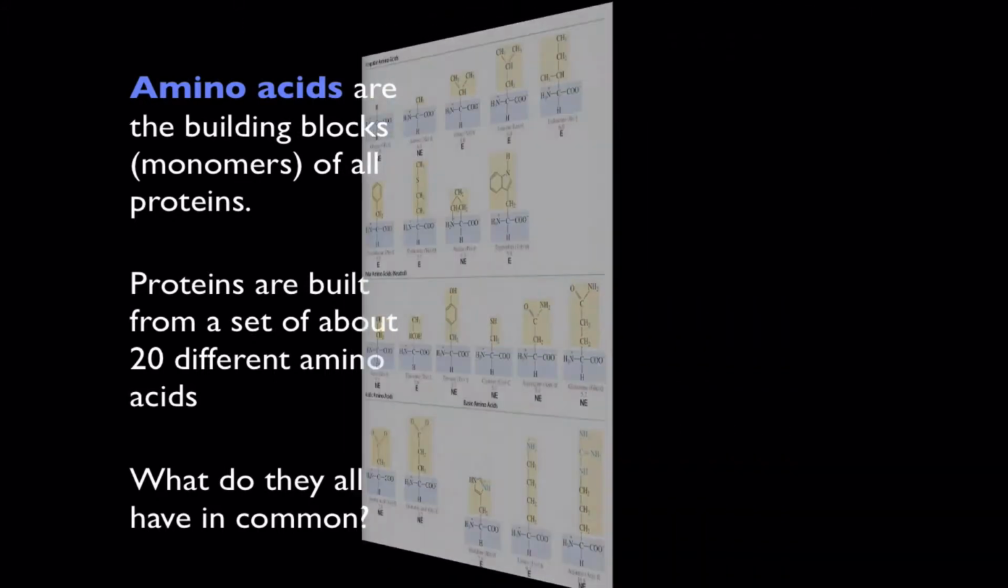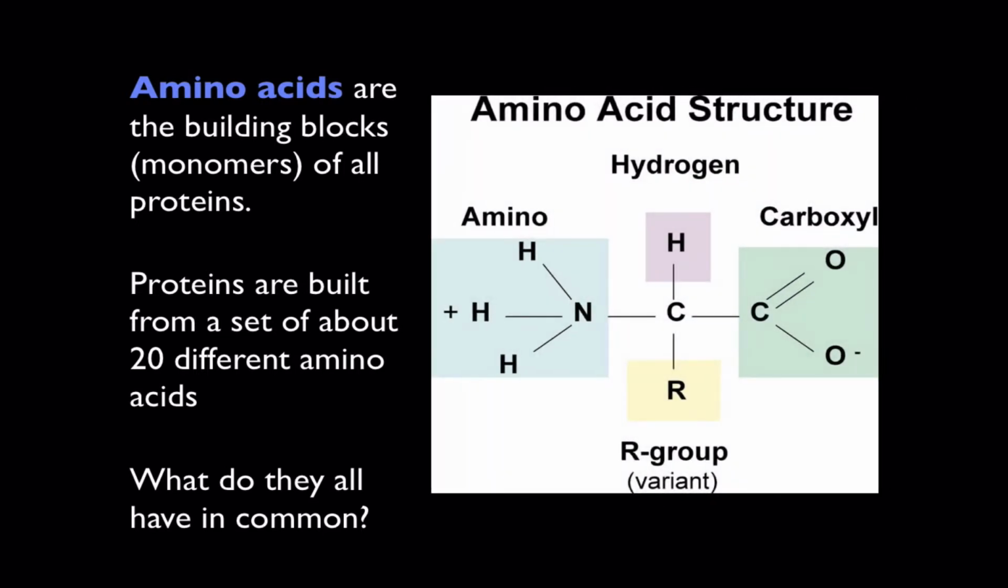So let me show you a little bit more closely what we're talking about here. All amino acids share this basic structure: a nitrogen hooked to a carbon, hooked to a carbon, with something else attached to it. All right, I think that's as deep as we need to go into the structure of an amino acid for you to be able to pick it out of a lineup of pictures.